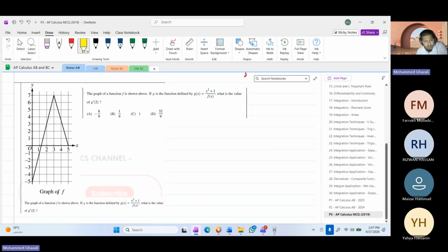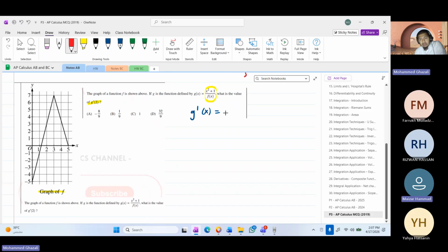So this is a graph of f. We want to find g prime 2. So let's start by doing this first. Let's find g prime x first. G prime x equals f of x, so g prime 2 would be f of 2. No, who told you that? G prime x is this entire big function here. It's the quotient rule here.